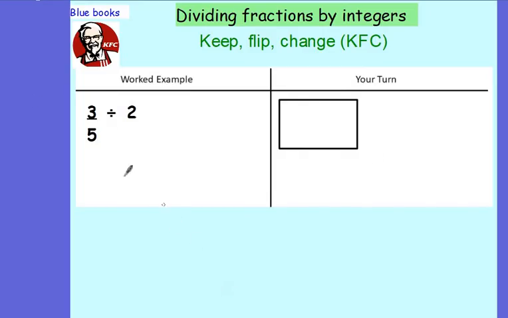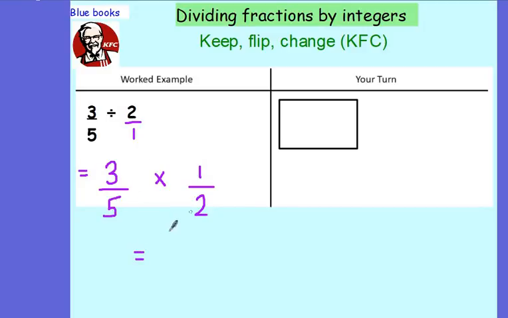I'm going to go through an example where we haven't got a unit fraction this time. So back into our dark blue books, I'm going to go through an example and then you've got an example to do. Here's mine. I've got 3/5 divided by 2. I'm going to start by writing 2 as 2 over 1. I keep my first fraction, 3/5. I flip my second fraction over to give me 1 over 2. And I change my sign to a multiply.